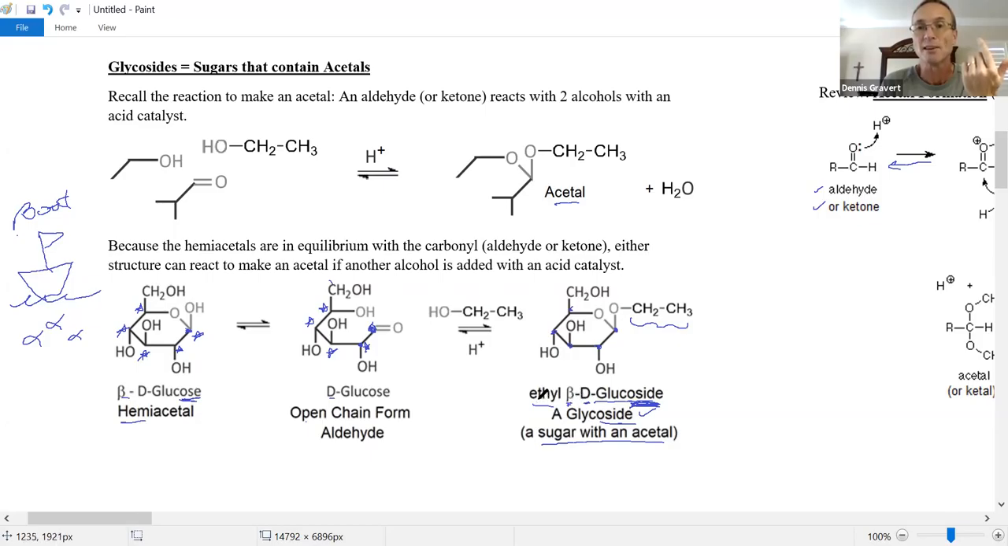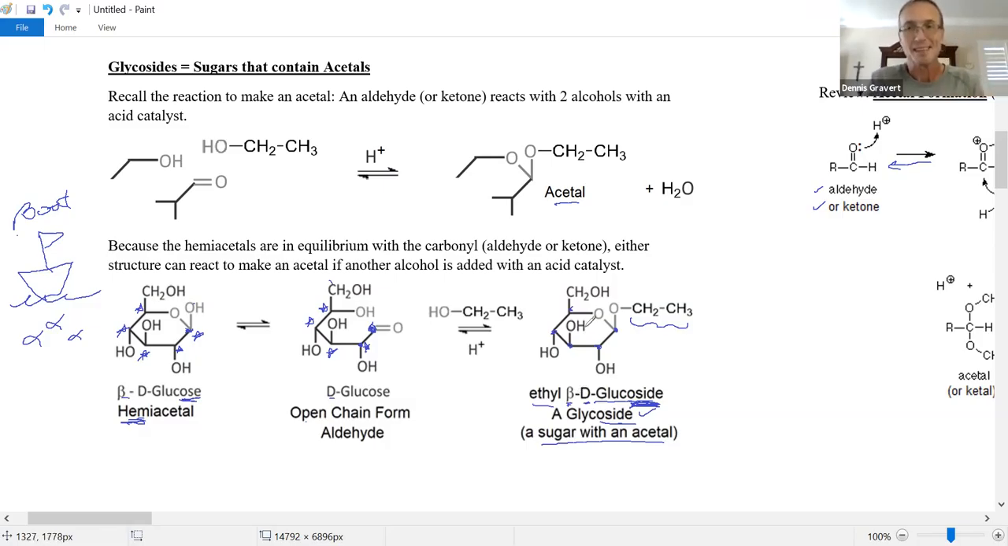And now what's the ethyl? The ethyl is what's not glucose that completed the acetal linkage, right? This oxygen had to be an ether, not an alcohol, because that would be a hemiacetal, carbon linked to ether and alcohol. When it's linked to two ethers, it's an acetal. Well, it needs this carbon. Where did this come from? Or what is this set of carbons? It's an ethyl group.